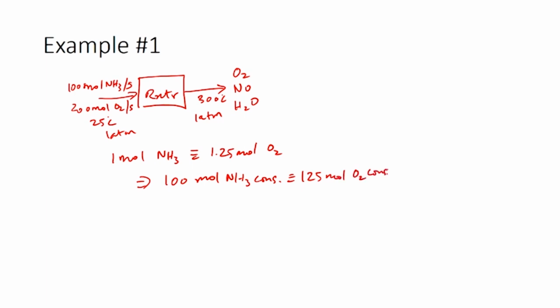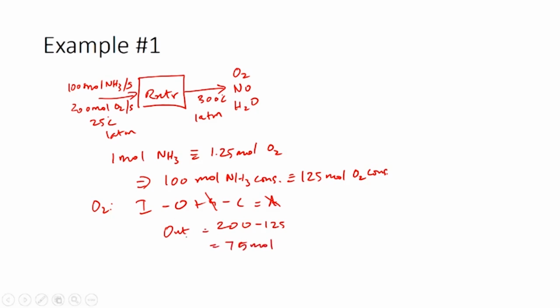Now we can write an oxygen balance. It would be input minus output plus generation minus consumption equals accumulation. At steady state there will not be any accumulation. You would not have any generation of oxygen because it is a reactant, so you would have input, output and consumption. We have already identified consumption of oxygen as 125, and we know the input is 200. So, the output for oxygen would be 200 minus 125, which is 75 moles of oxygen leaving the system.